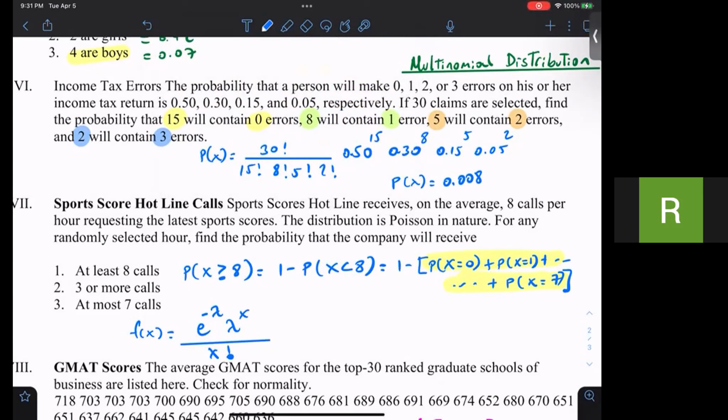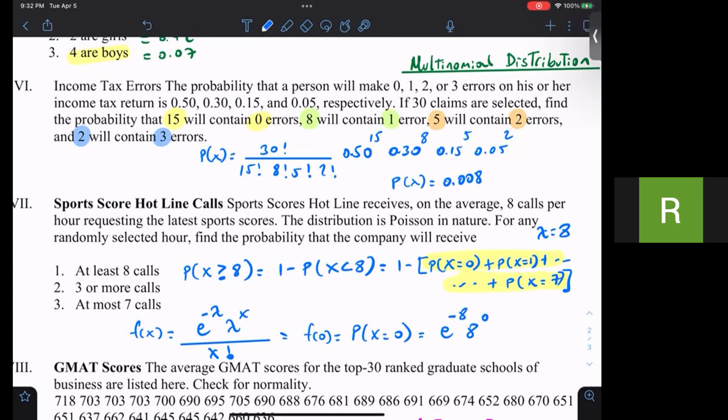So I have to use this distribution. The first thing I need to do is find x equals 0. So this implies that this is f of 0. That will be e to the negative lambda. The lambda here is 8 calls, so this will be negative 8. And by the way, this is the same as saying x equals 0. So this is e to the negative lambda, which is negative 8. Lambda here is 8, and x we know is 0.